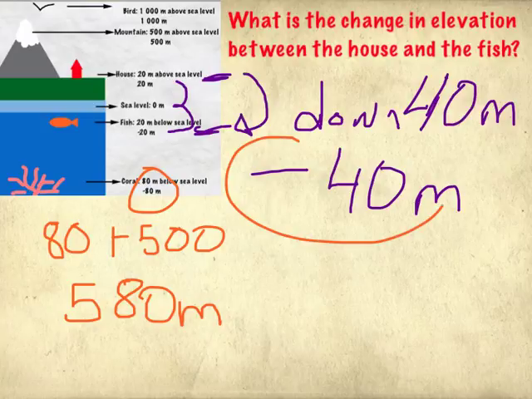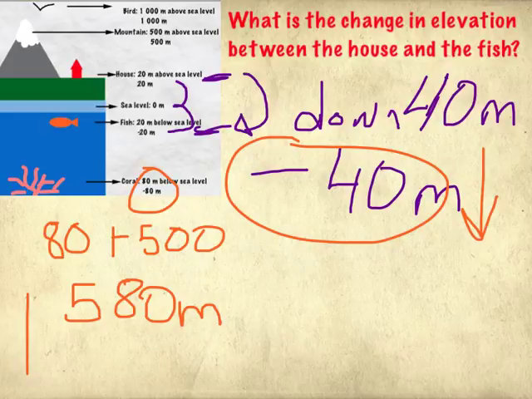So negative in this case is going to indicate going down, and no sign at all will indicate that we're going up. I could put a plus in there, but I don't really need to. We just sort of assume that if there's no negative, it means plus. And that's all you have to do when you're trying to indicate changes in elevation using positive and negative numbers. Just find out how many meters you changed. If you were going down, it'll be in negative. If you're going up, it'll be in positives.